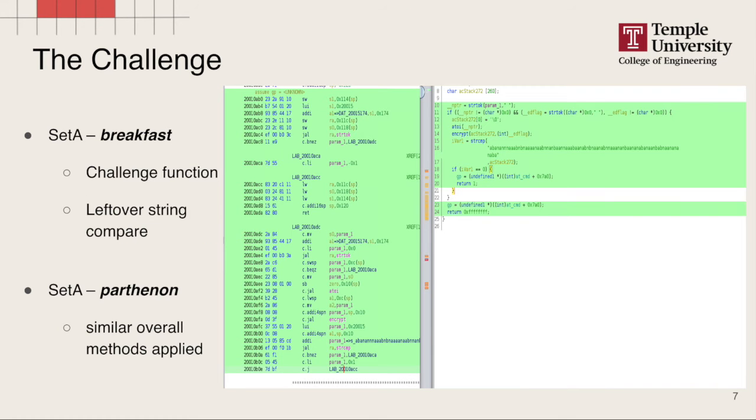So the second set is Breakfast, which has another arbitrary string left over, which again has the same problems as seen in Amnesia. The challenge function on the right uses a string compare to some arbitrarily long string.